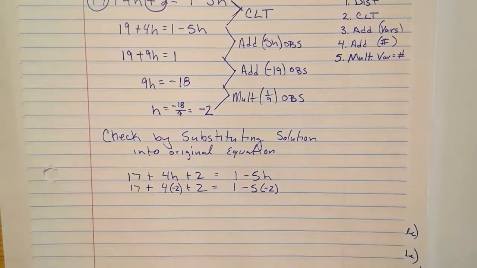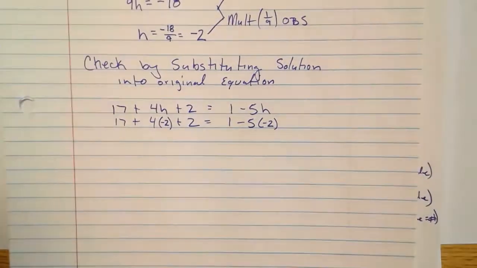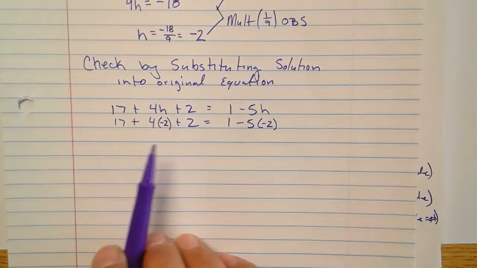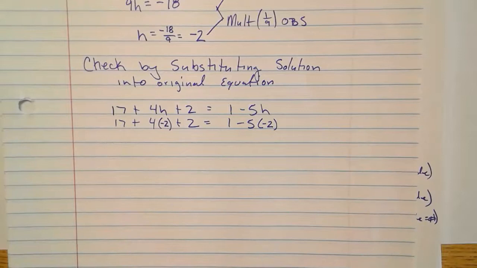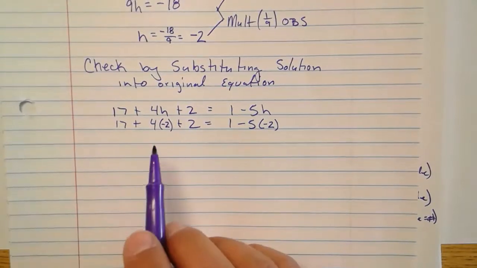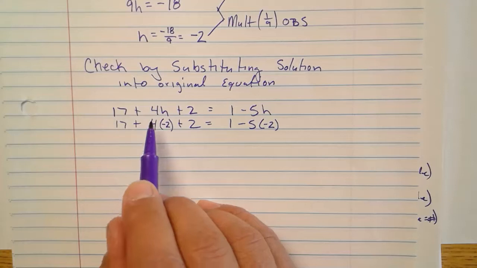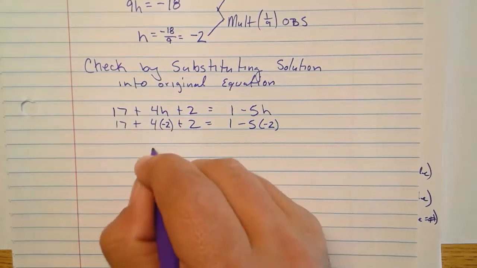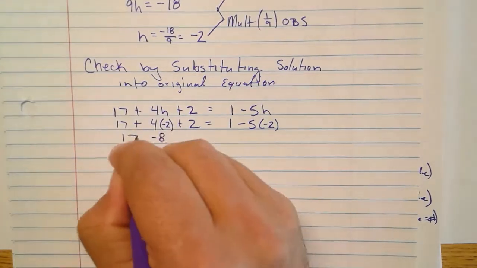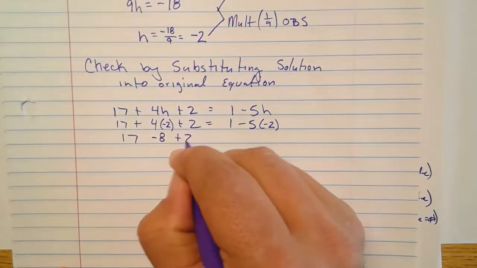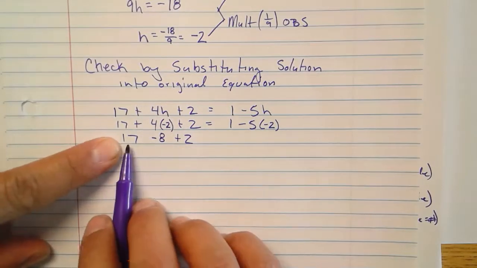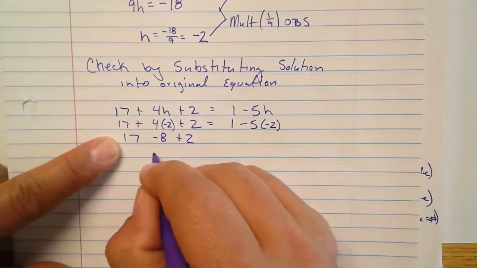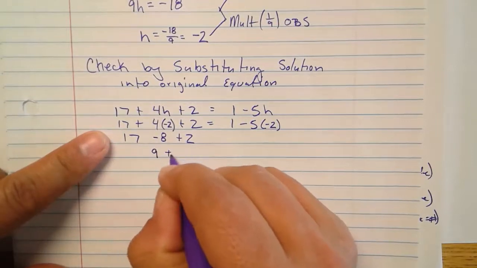Now I'm just going to share this with you guys. I typically like to simplify one side of that equation first and then the other side second by using the order of operations. 4 times negative 2 is negative 8. 17 minus 8 plus 2. Now I'm going to add or subtract from left to right. 17 minus 8 is 9 plus 2. 9 plus 2 is 11.